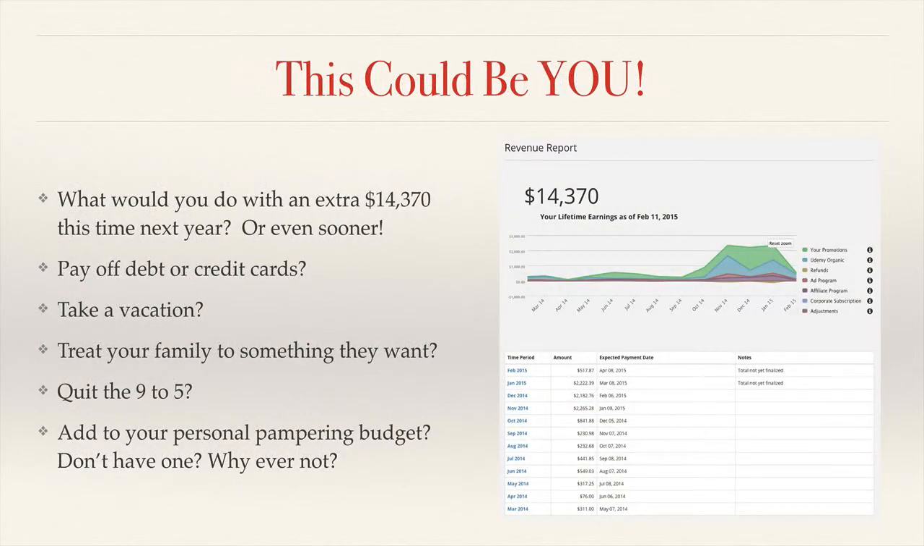Now just remember, this could be you. Ask yourself, what would you do with an extra $14,370 this time next year? Or actually even sooner, because if you're doing $2,000 or $3,000 a month, you'd be there in 6 months? What would you do? Pay off your credit cards? Maybe pay off some debt? Take a vacation? Treat your family to something they want? Quit the 9 to 5? Add to your personal pampering budget? What, you mean you don't have one?